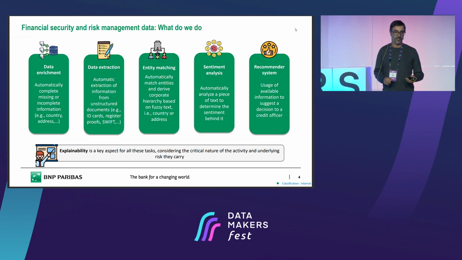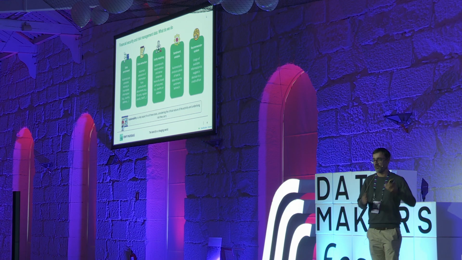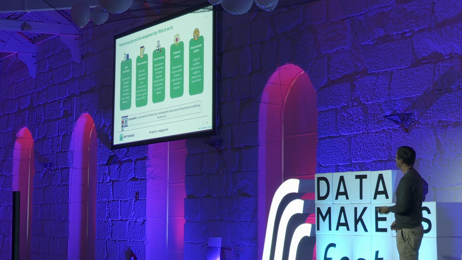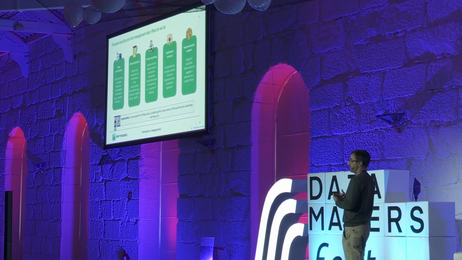Obviously, there is the data extraction. Anybody, when they go to a bank, needs to upload their passport, their ID, their driver's license. So we can automatically extract that information into the system without having a human in between to do this parsing. And obviously, we have one important problem, which is entity matching. We live in a world where legal entities do not have a worldwide unique identifier. So it's really hard for us to figure out if company A and company B are the same.